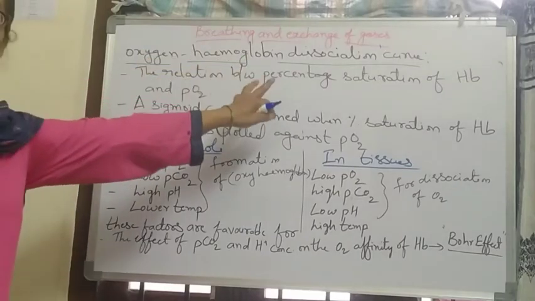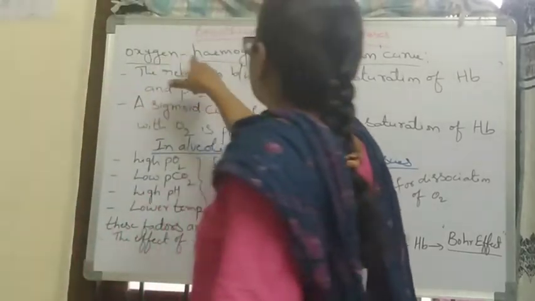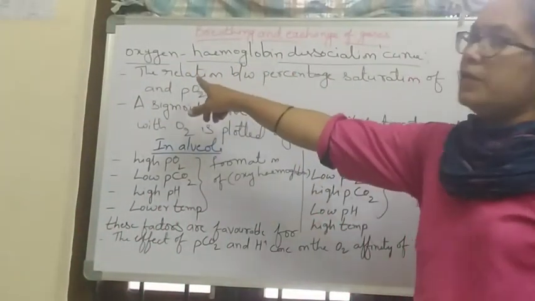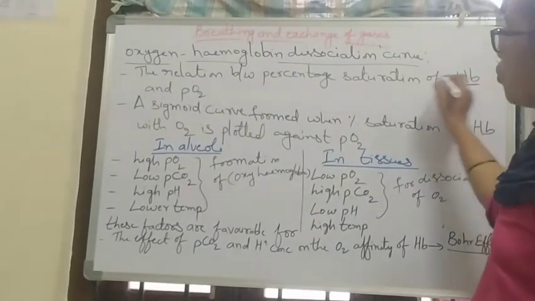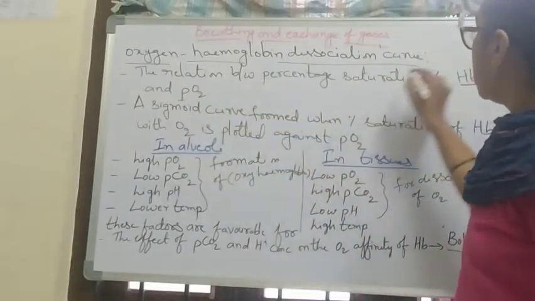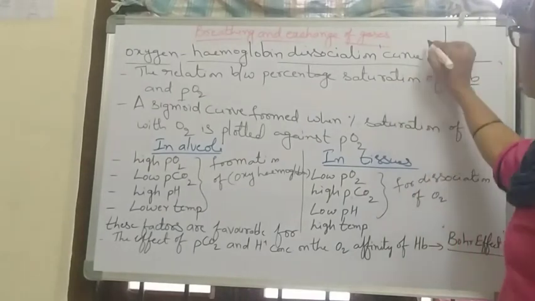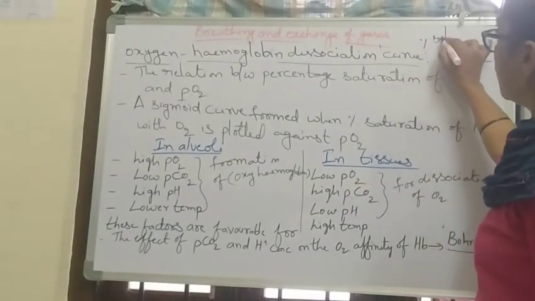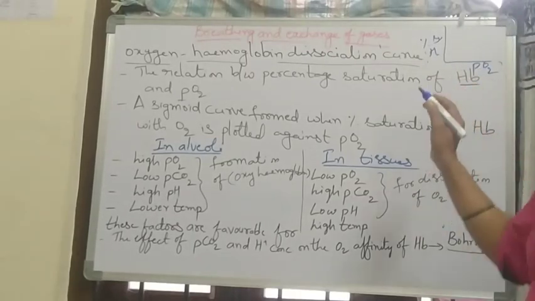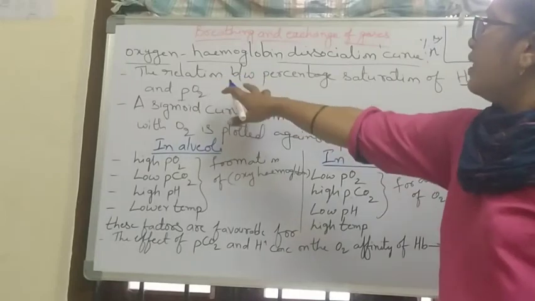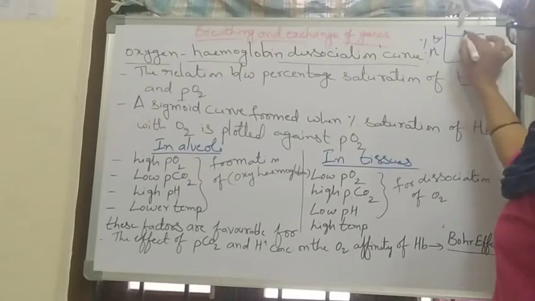Oxygen hemoglobin dissociation curve. Dissociation means separation of oxygen and hemoglobin. Here the relation between the percentage of saturation of hemoglobin and PO2, means if we take in the graph the relation between the percentage of saturation of hemoglobin and the partial pressure of oxygen, here we will get the oxygen hemoglobin dissociation curve.